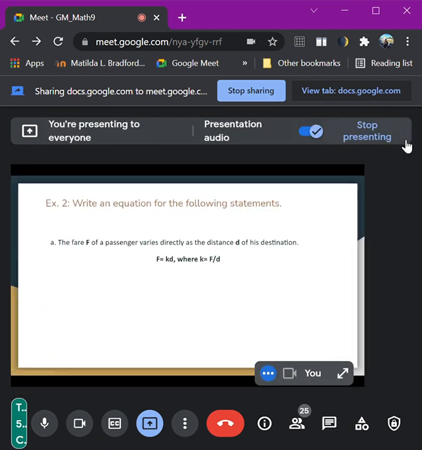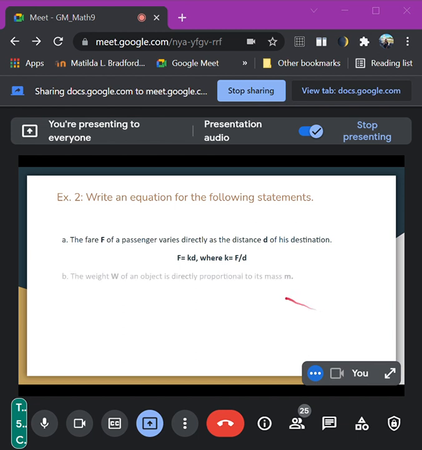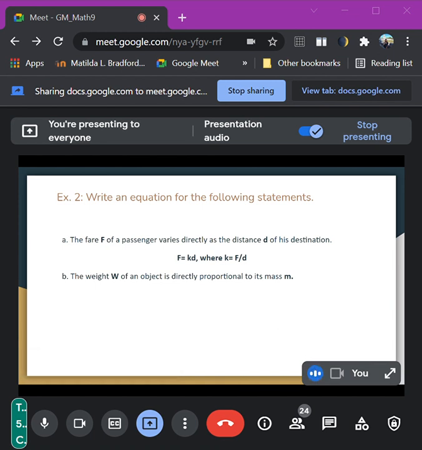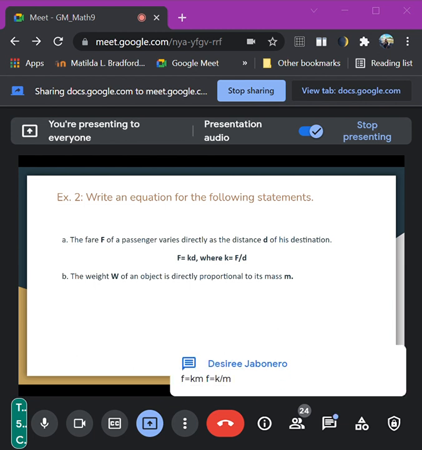Now, let's try letter B. The weight W of an object is directly proportional to its mass, M. How are we going to write this one into an equation? Okay, so we have here Desiree.